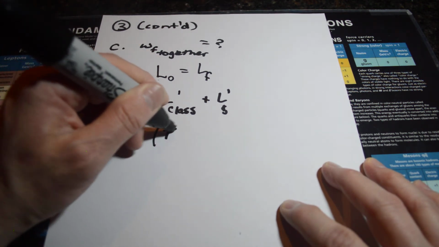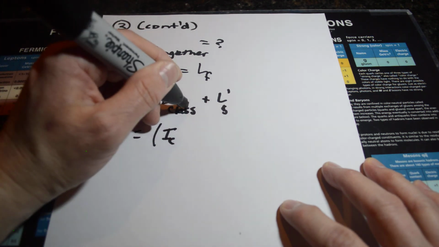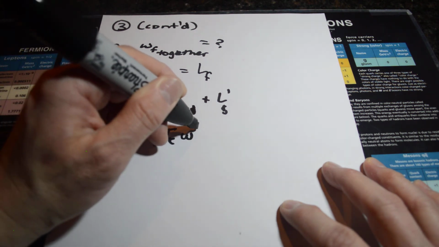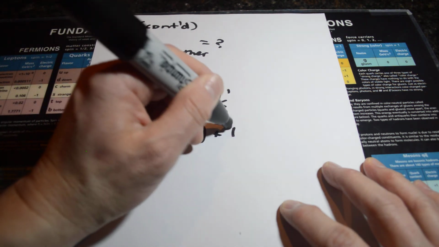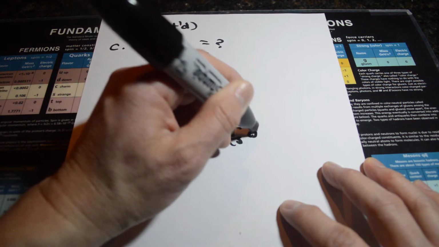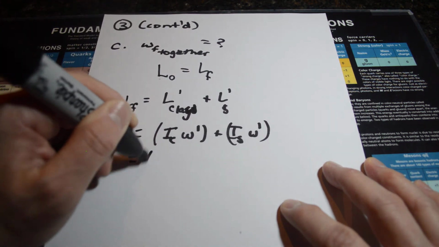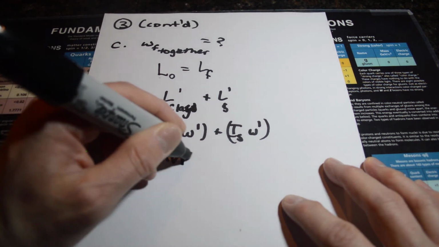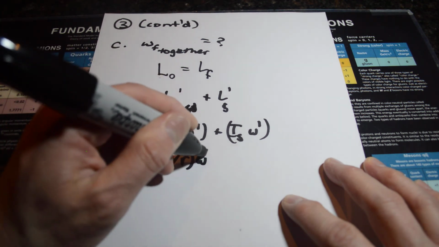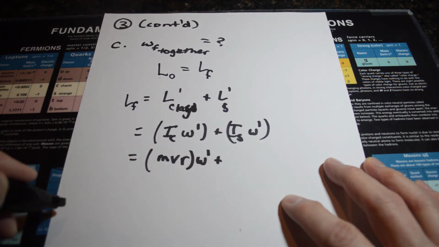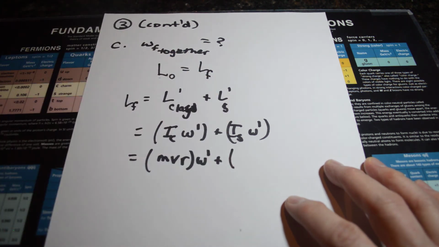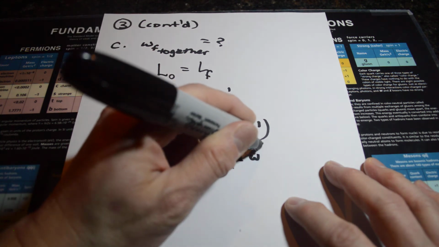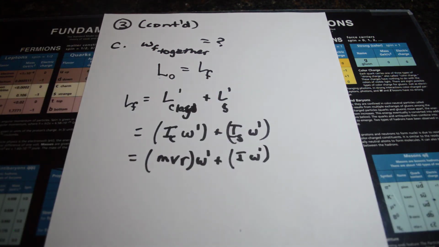This is going to be I of the clay. That should not be class. I don't know why I wrote the word class, but clay times the angular velocity plus the stick times the angular velocity. This is again your mvr, and that's omega prime, and then this would be I times omega.